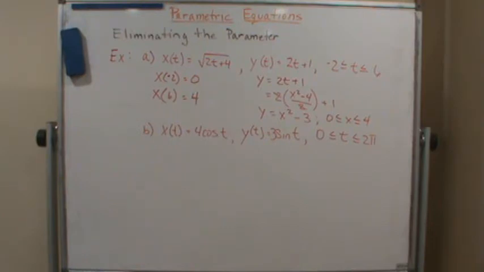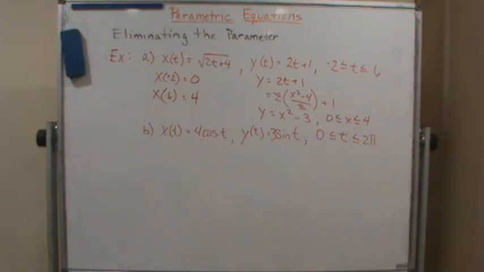So here's the thing. Solving either one of these for t directly is not really going to work. It's not advisable because sine and cosine are not one-to-one functions. So let me repeat that. These are not one-to-one functions, so you can't solve for t directly.